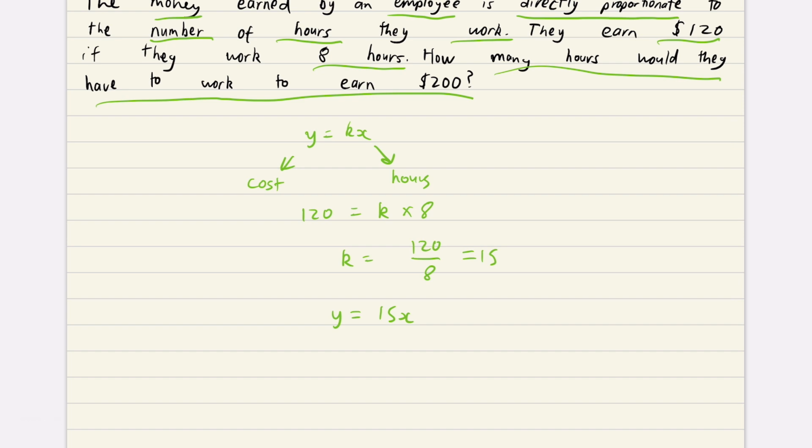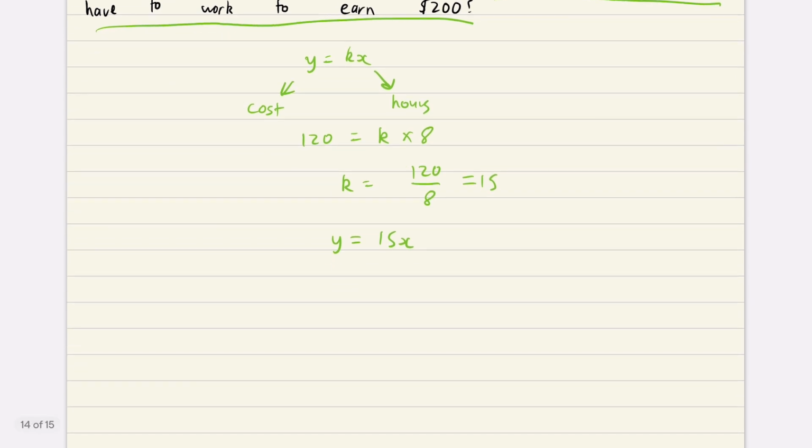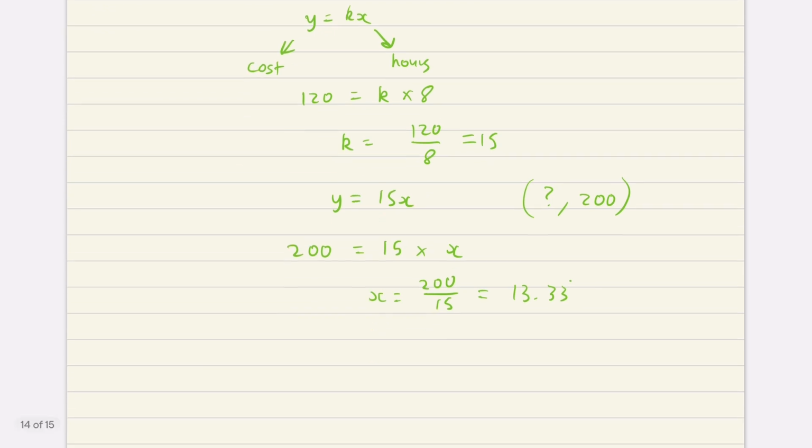So now it says how many hours would they have to work to earn $200? So now they've given us y, okay? And they're asking us to find what x is. So that's essentially the point that they've given us that lies on this line. So if we sub in 200 for y, we get 200 is equal to 15 times x. x is simply equal to 200 divided by 15. And if you work that out, you get 13.33 recurring. Okay, so that's the amount of hours that they need to work, 13.33 hours.